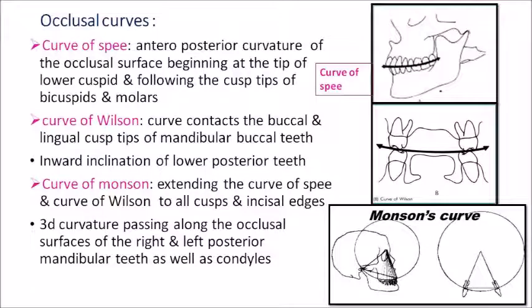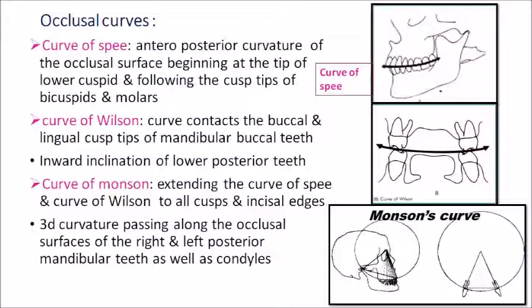So we have seen Andrews' 6 keys of normal occlusion. Now another important aspect of occlusion is that there are different occlusal curves, most of which are imaginary or extended curves. First we will see the curve of Spee. We have already seen in Andrews' 6 keys of normal occlusion that the 6th key was the curve of Spee.